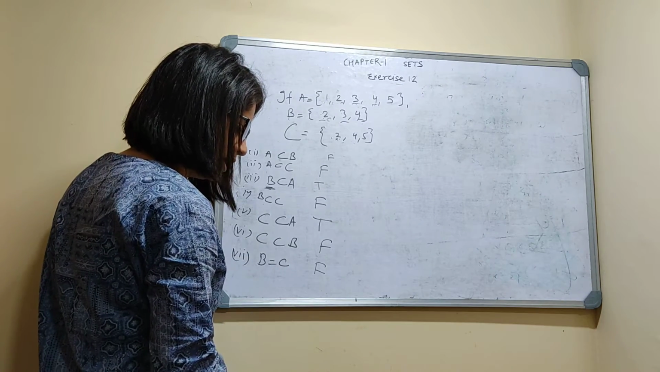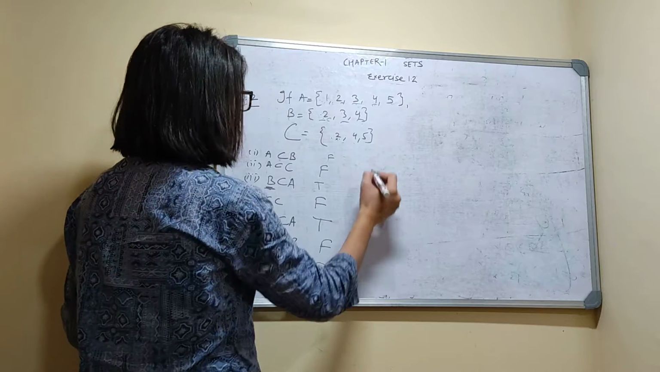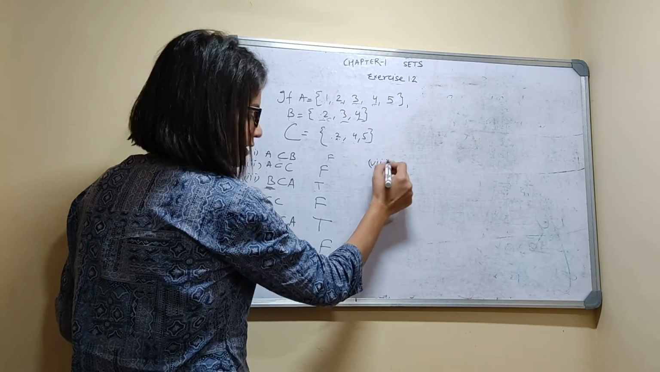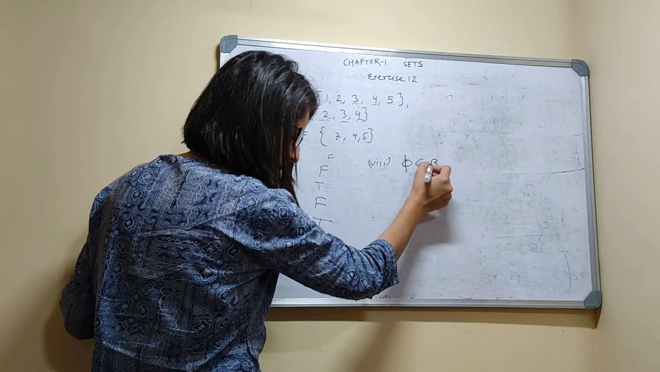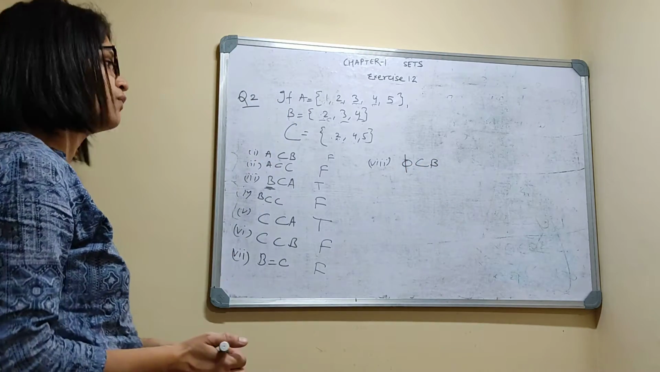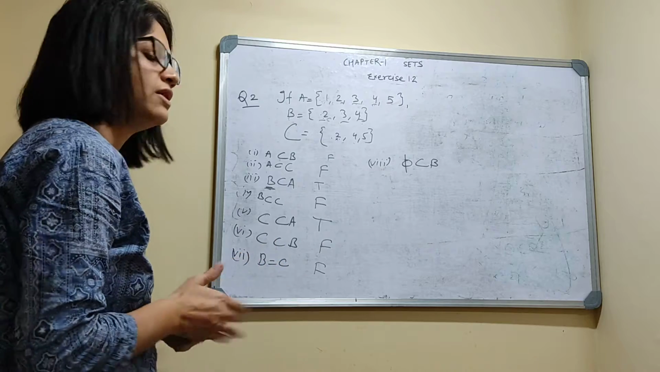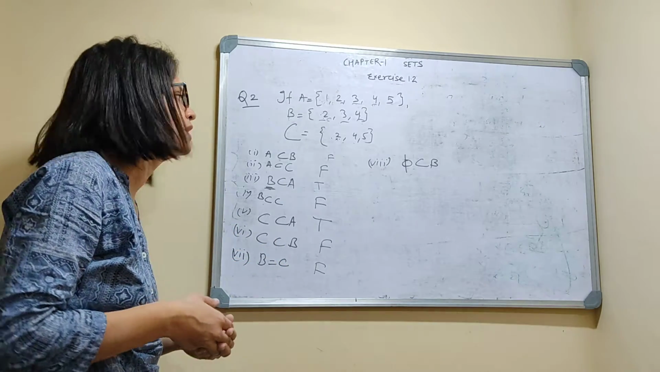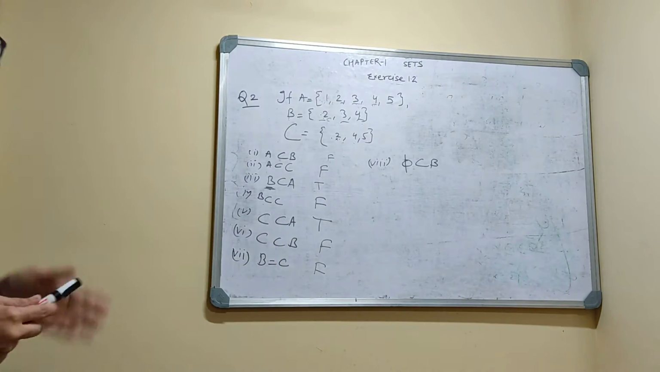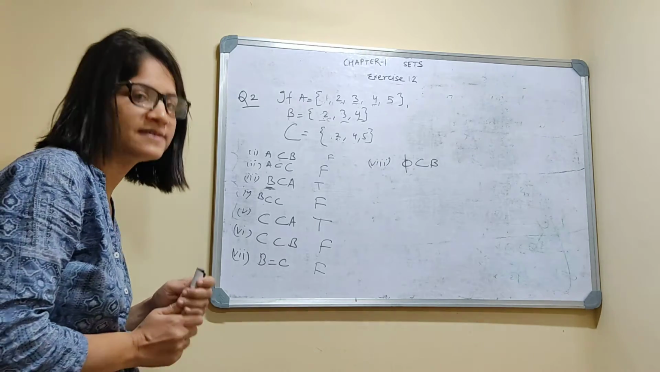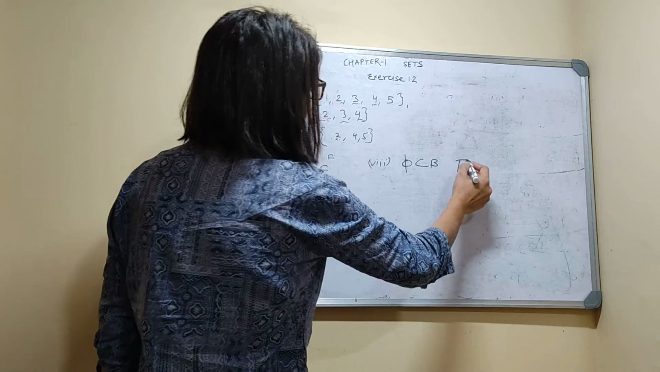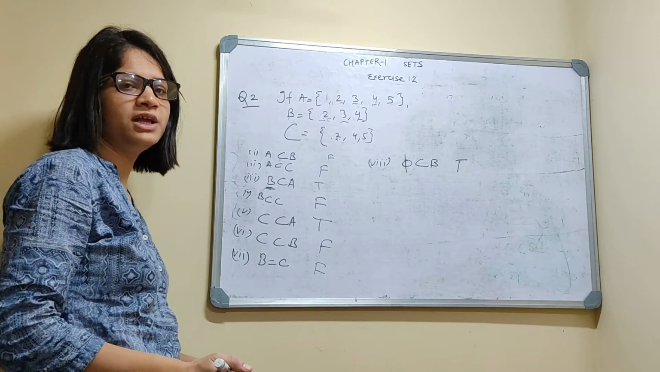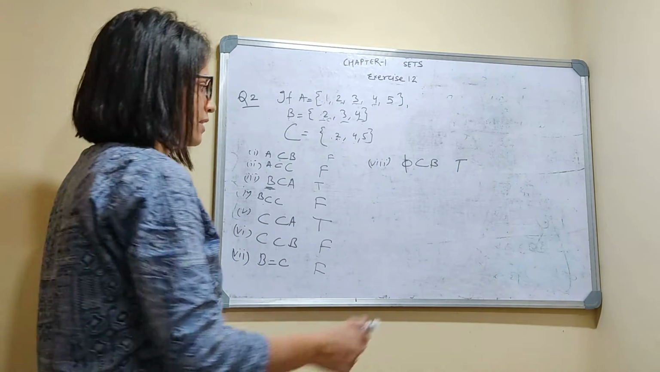Now 8th one. The empty set is a subset of B. Is it true? Every empty set is a subset of every set. That's why the condition is true. The empty set is a subset of every set.